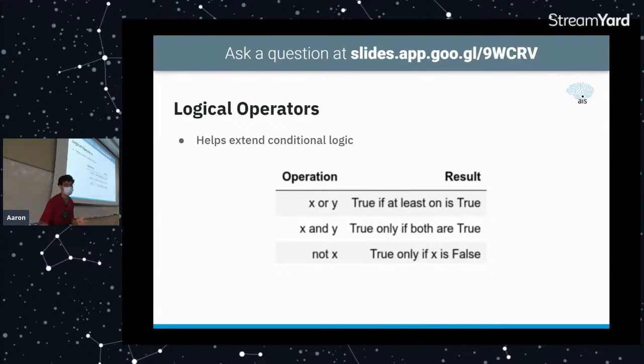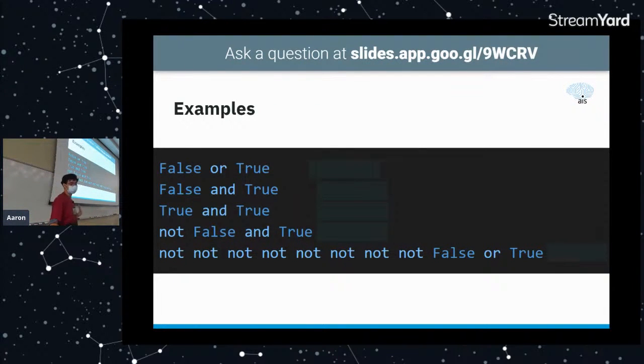These help extend conditional logic. So we have three types. We have the or, the and, the not. Whenever it's x or y, that's only true if at least one of them is true. X and y is only true if both are true, and not x is true only if x is false. Basically, it just flip-flops that value. So if you put not true, that is false, and if you put not false, that is true. So let's do some more examples.